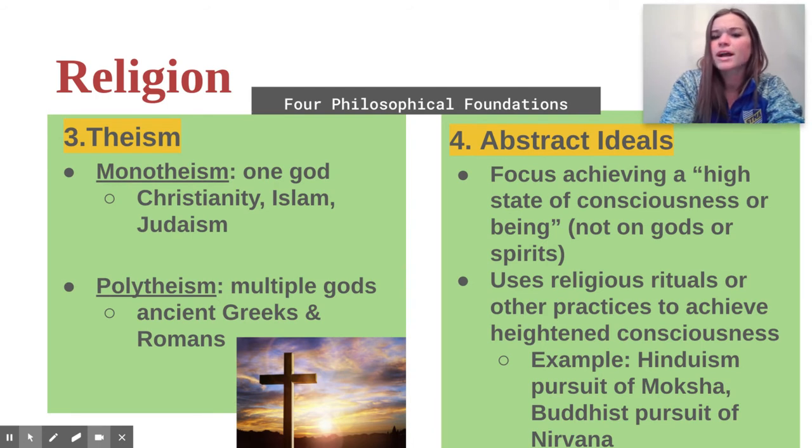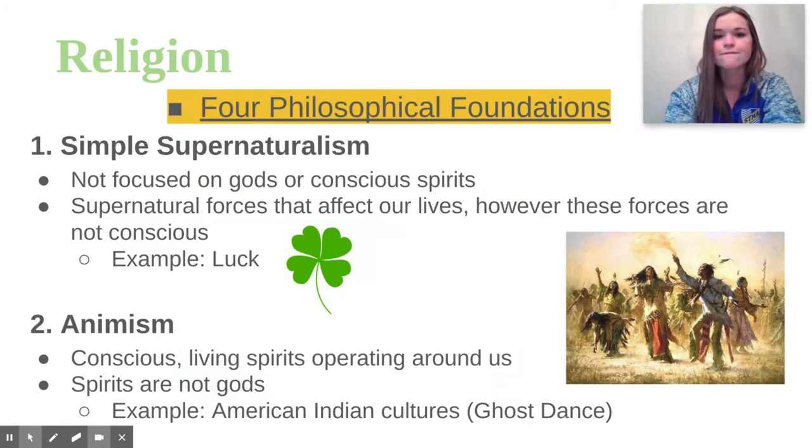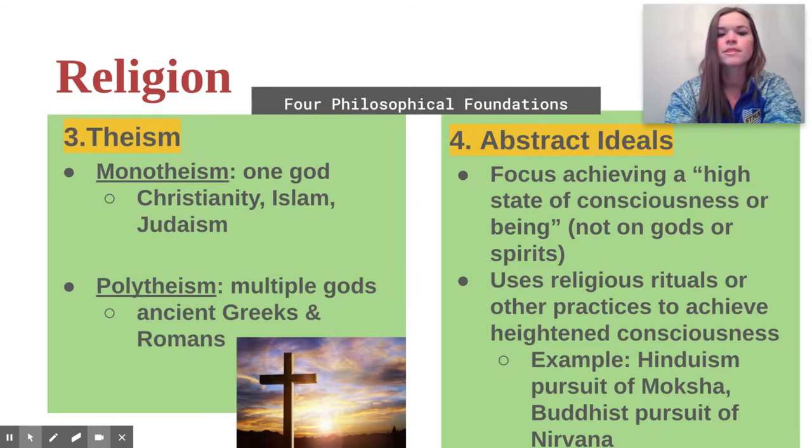Then there are abstract ideals, which focus on achieving a high state of consciousness or being. So it's not on gods or spirits, but yourself. It uses religious rituals or other practices to achieve heightened consciousness. An example of that might be the Buddhist pursuit of nirvana. So that rounds out the 4 philosophical foundations: simple supernaturalism, animism, theism, and abstract ideals.